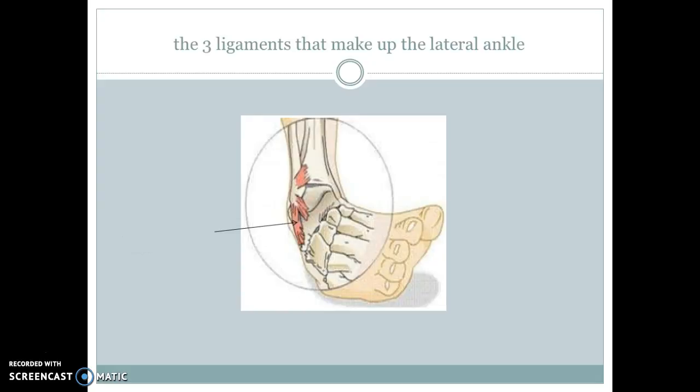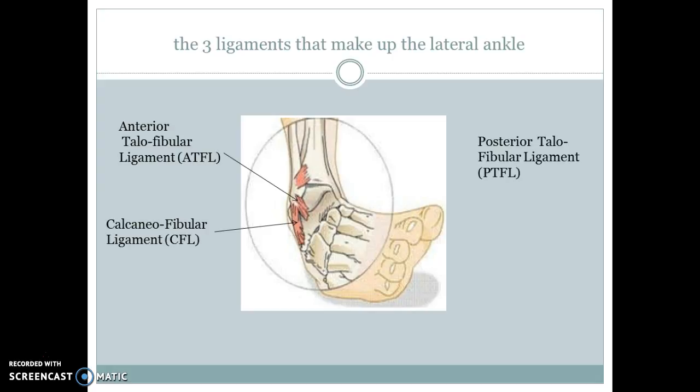If you didn't know what those three ligaments that I stated before stand for, here they are. The first is the anterior talofibular ligament, the ATFL, which is this one. Second is the calcaneofibular ligament, the CFL, which is located on the very bottom and is the longest one. And the third is the posterior talofibular ligament, PTFL, which is located there.